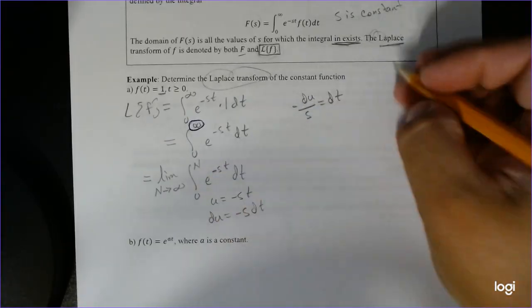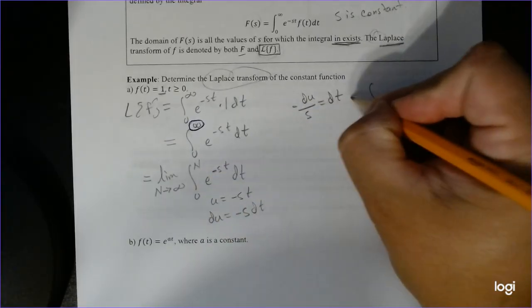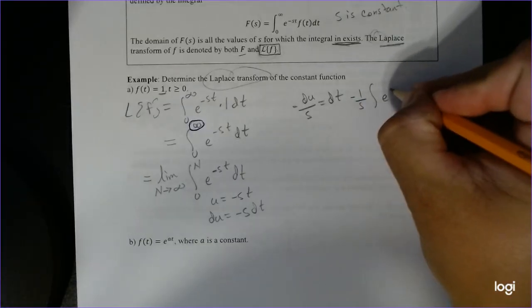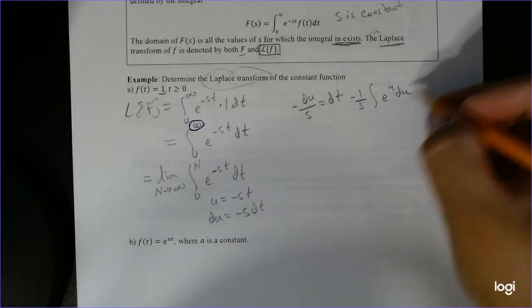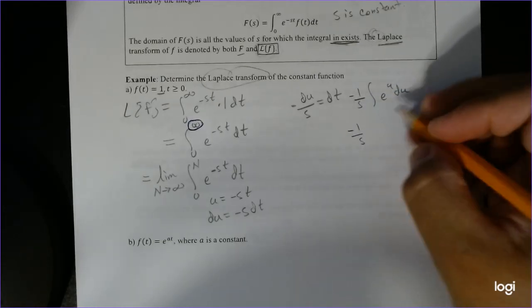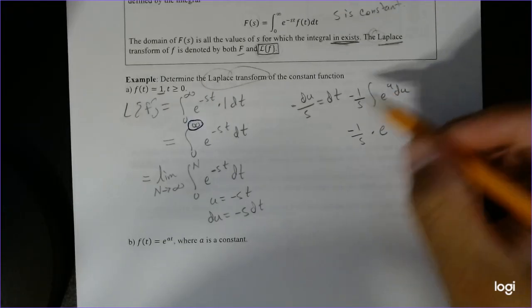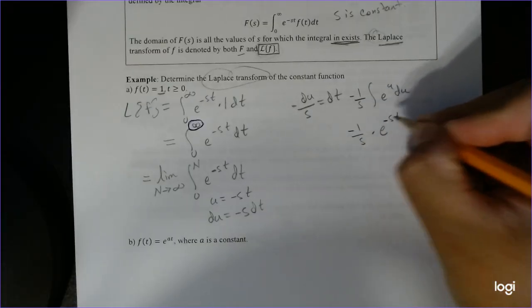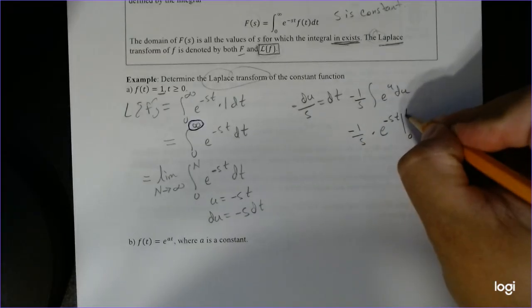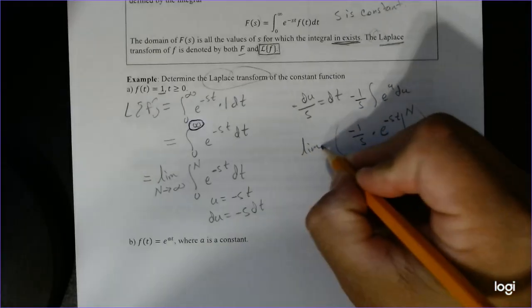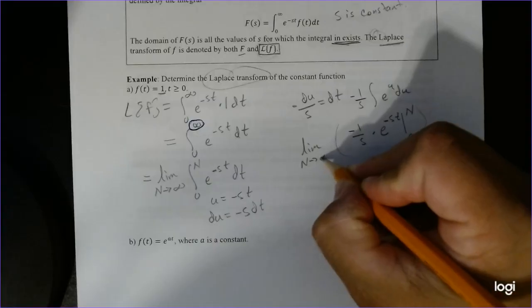So this ends up being the integral of negative 1 over s times e to the u du, which is just itself. So negative 1 over s times e to the u power, evaluated at 0 and n. And again, we're taking the limit of this entire thing.